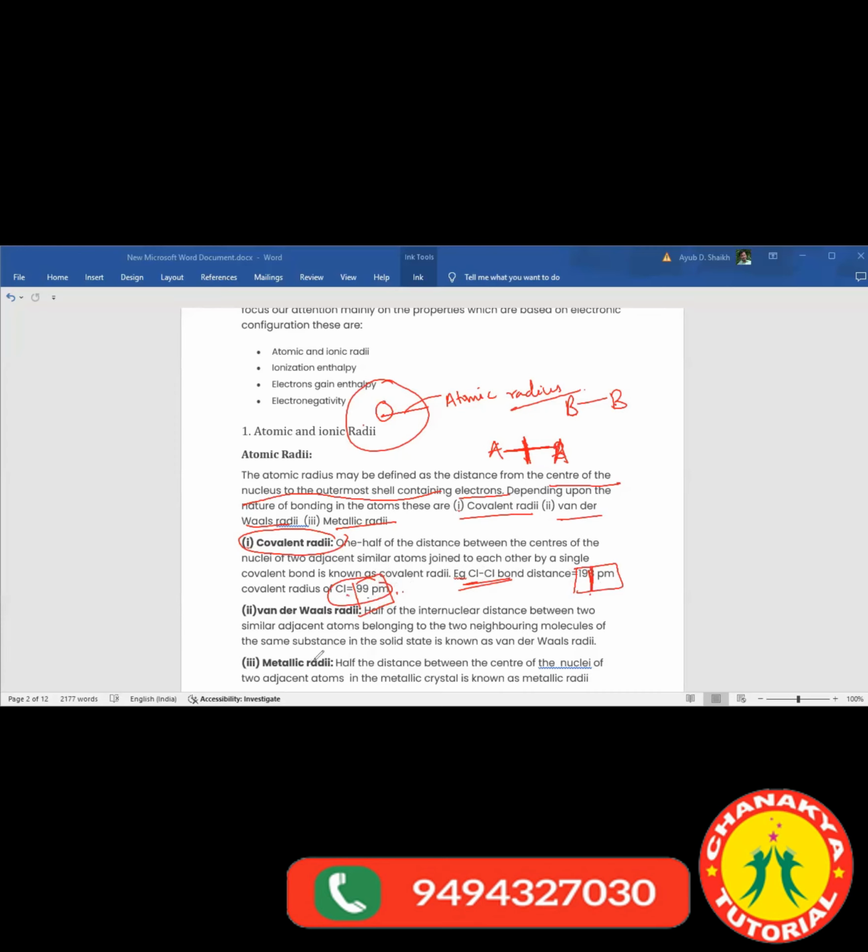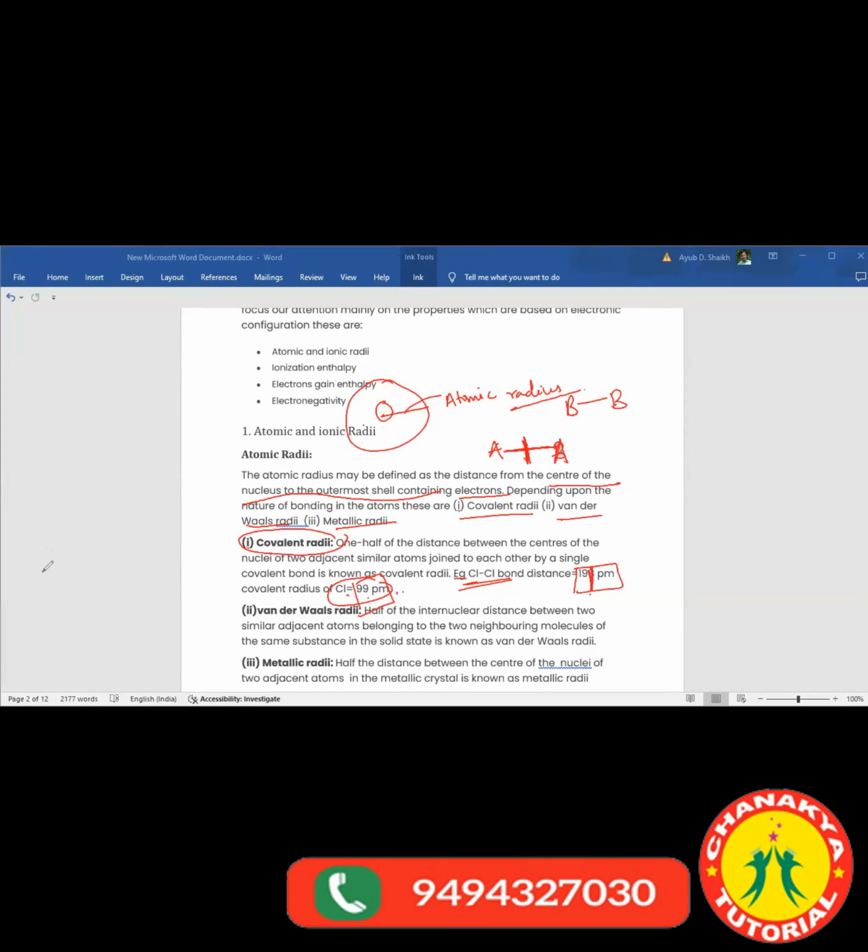Suppose sometimes in any examination, if they give you the covalent radii and ask you to calculate the atomic radii or covalent radii of a particular single element, at that time you have to take exactly half, right? For that reason, you should be aware of what the covalent radii is.